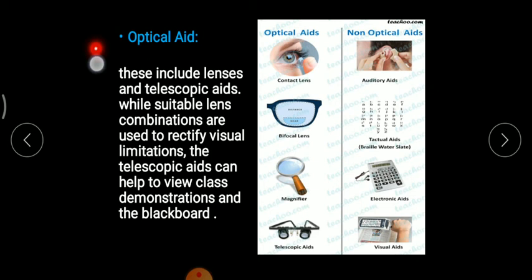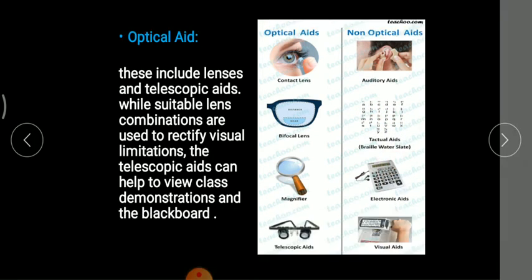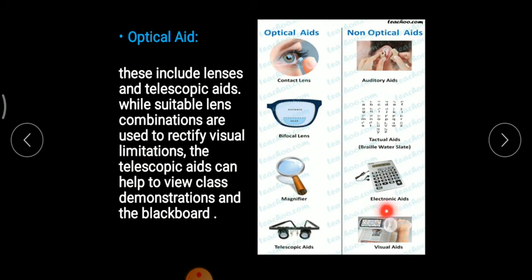Now, as you can see, these are certain optical aids, like contact lenses, bifocal lenses, magnifiers, telescopic aids. These types of optical aids we can provide for a visually challenged person. And non-optical aids like auditory aids, and this is a tactile aid, which is nothing but Braille. Electronic aids, like calculators and all. Visual aids. So these pictures come under non-optical aids, whereas these pictures come under optical aids.